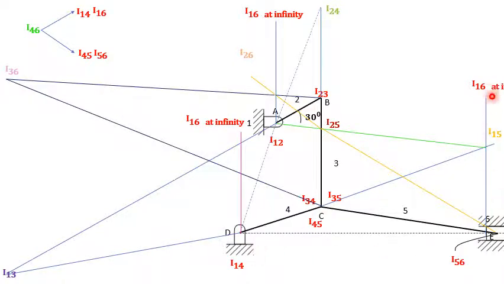Okay, so parallel to this line, from the point D, draw a line. This line represents the I14, I16 line. So the next set of instantaneous centers is I45 and I56. This is I45, this is I56. So connect these two points and extend the line. Wherever these two lines intersect, this intersection point is nothing but I46.